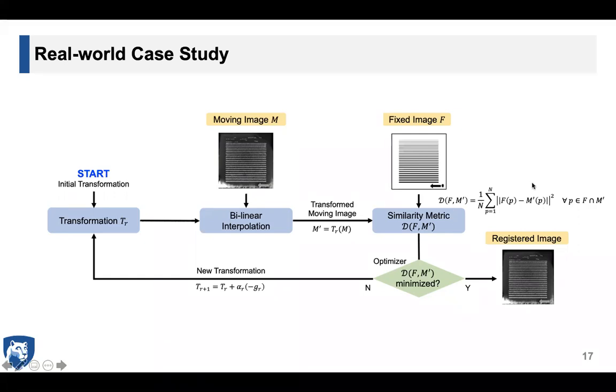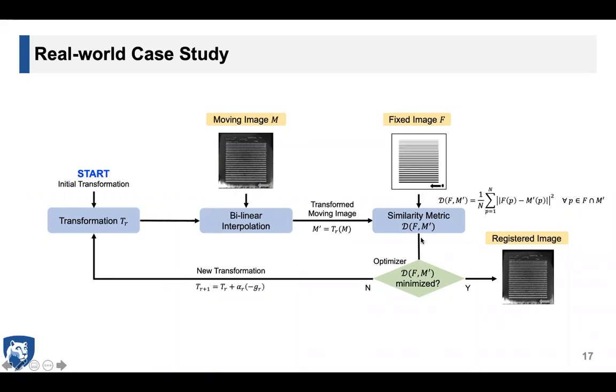And in this formulation here, the big N represents the number of pixels in each image. FP shows the intensity of pixel P in the fixed image, and M prime P denotes the intensity of pixel P in the transformed image. And then here the gradient descent method is used to iteratively update our transformation T and search for the minimum value of D.